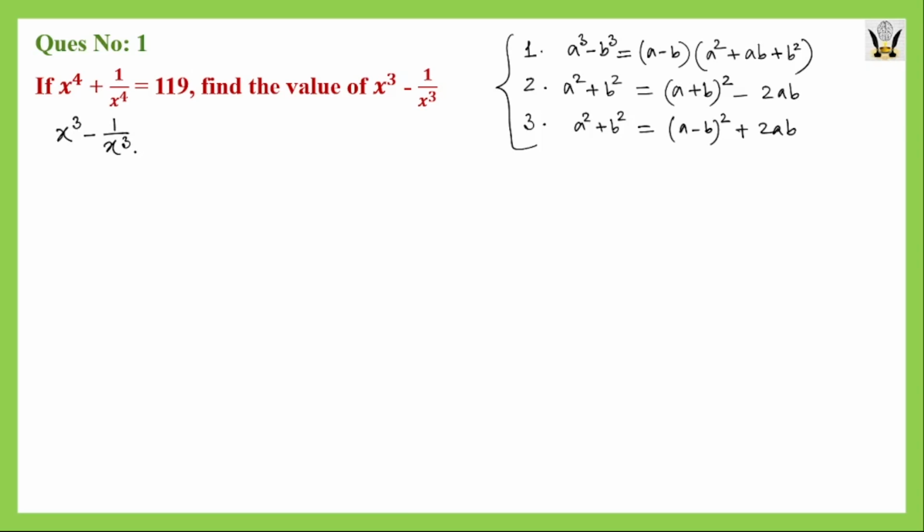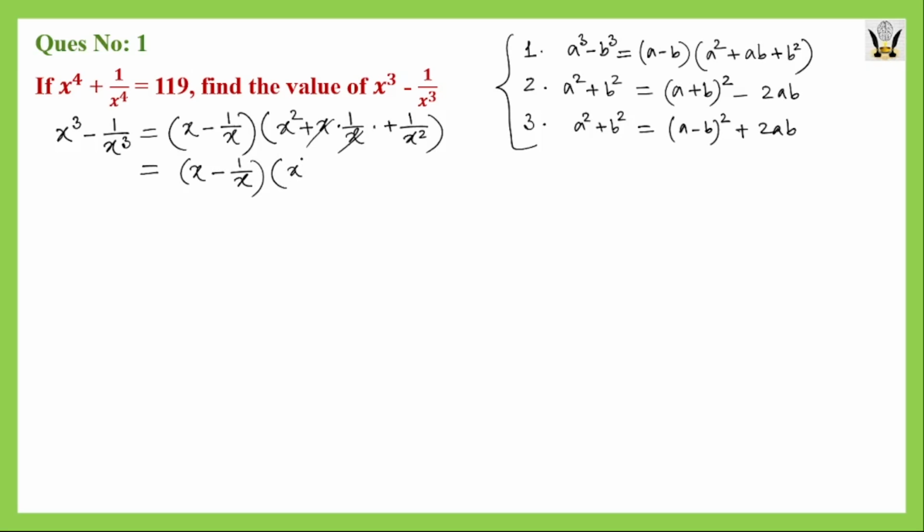So here x is our a if we follow the first identity, and 1 by x is our b. So as per that identity, it will be a minus b, so x minus 1 by x, and then a square means x square plus ab, then plus b square, so 1 by x square. The x will cancel each other. So finally it will be x minus 1 by x, and then multiplied by x square plus 1 by x square, and then plus 1.